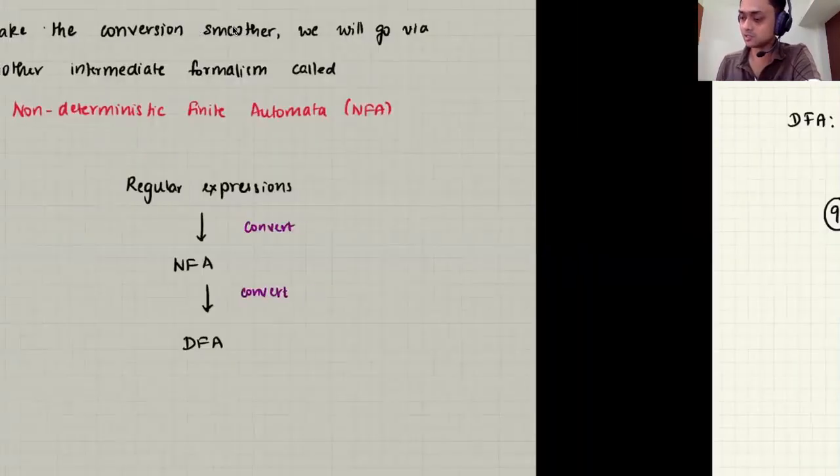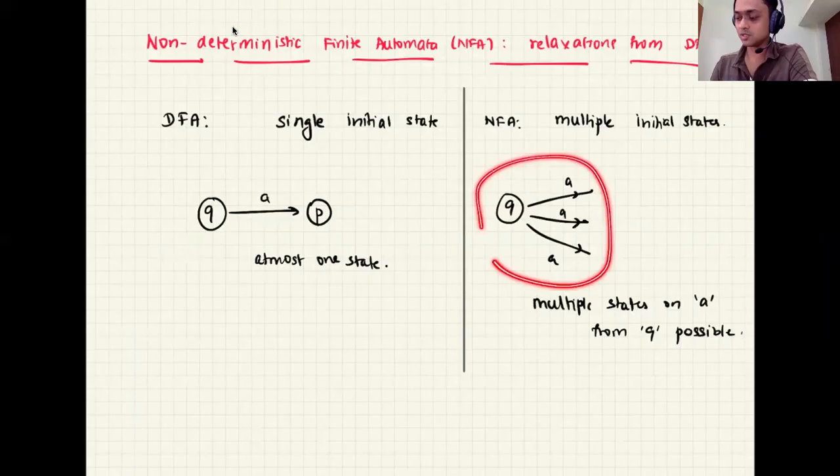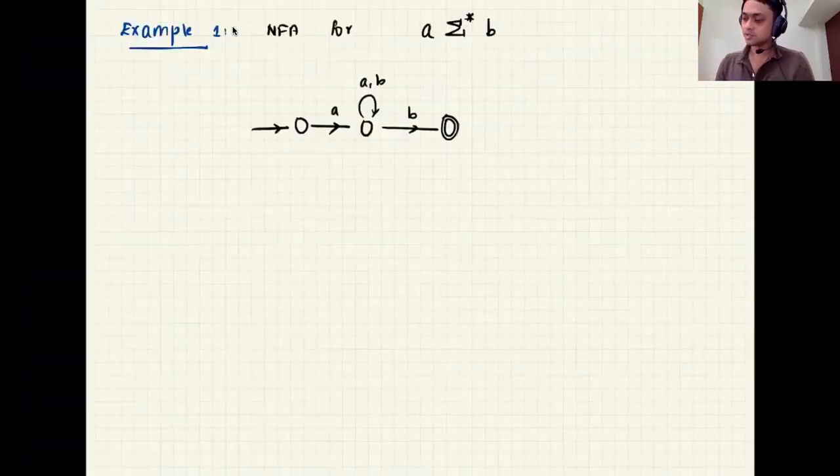So suppose we do this. What happens? Let's look at an NFA for A sigma star B. From the initial state, we read an A, and for the sigma star, we just put A comma B, and then we put B and go to an accepting state. It looks like this regular expression in some sense.